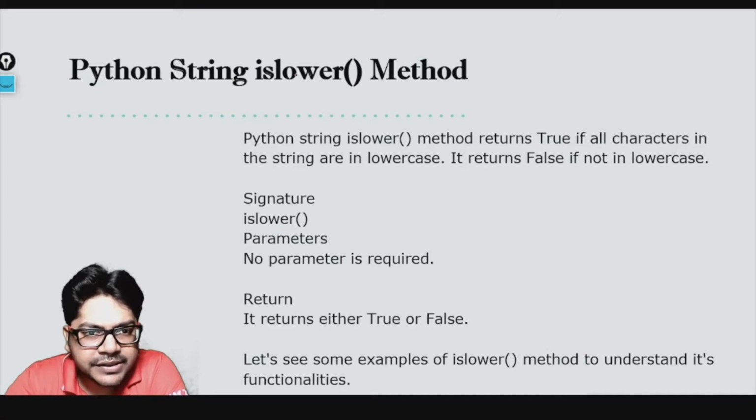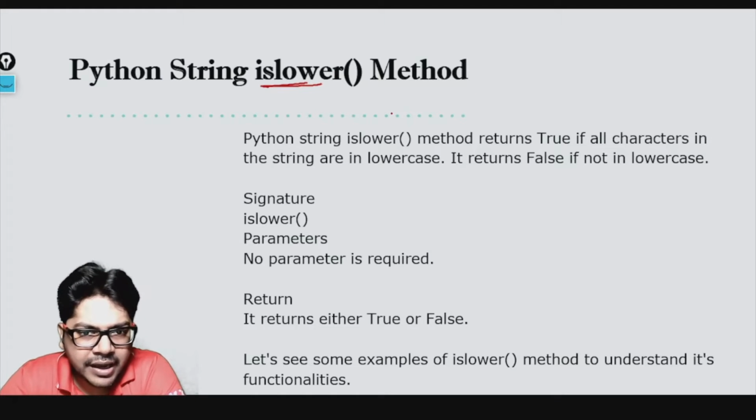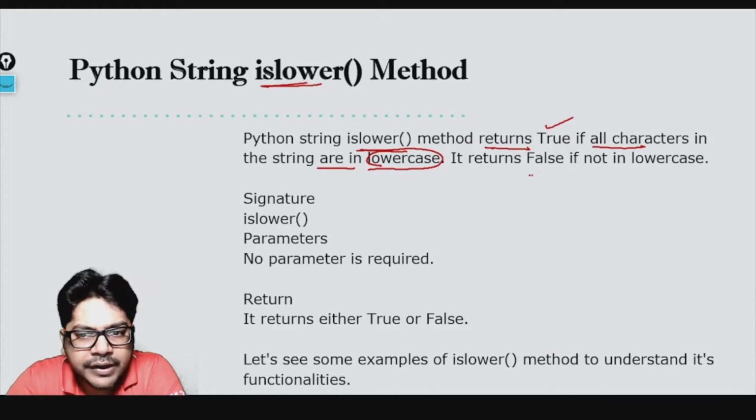Going to the next method, which is islower. As the name suggests, it is going to check whether it is a lowercase character or not. The Python string islower method returns true if all characters in the string are in lowercase, otherwise it returns false. The signature is islower, no parameter is required, and it returns either true or false. Have a look at the example.